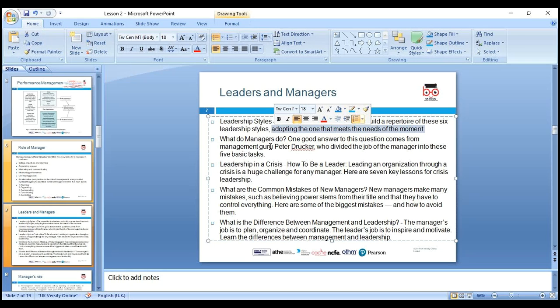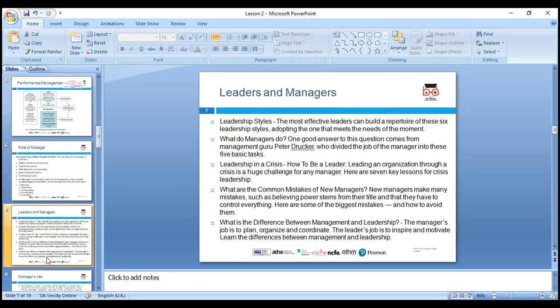So, leadership in crisis. How to be a leader in crisis. Leading an organization through crisis is a huge challenge for any manager, but the leader guides them. There are 7 key lessons for crisis leadership we need to look at and learn. What are the common mistakes new managers make? We need to really explore so that we don't make those mistakes. What is the difference between management and leadership? That's what we learned in the last lesson.